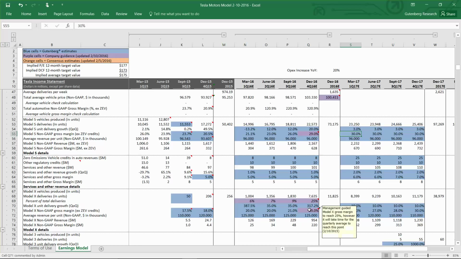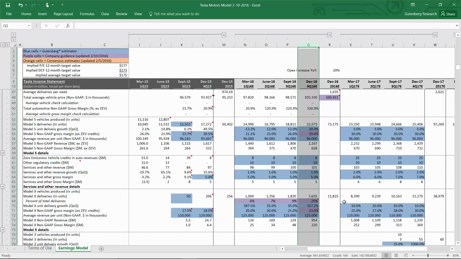And then the same thing with the Model X. They're saying as it ramps and they get some leverage on their equipment and everything, it's going to increase pretty rapidly. And they said that it would approach 25% by the fourth quarter. Same deal. We left it at 23%, just reflecting the fact that it probably will hit that target at the end of the year. And then we get to 25% in 2017.